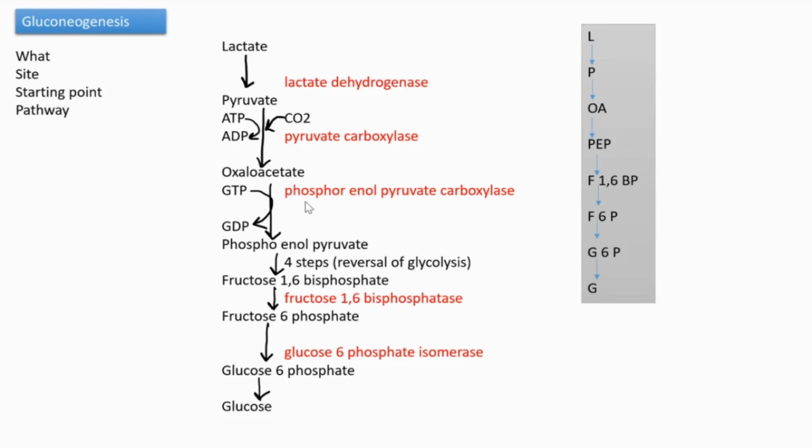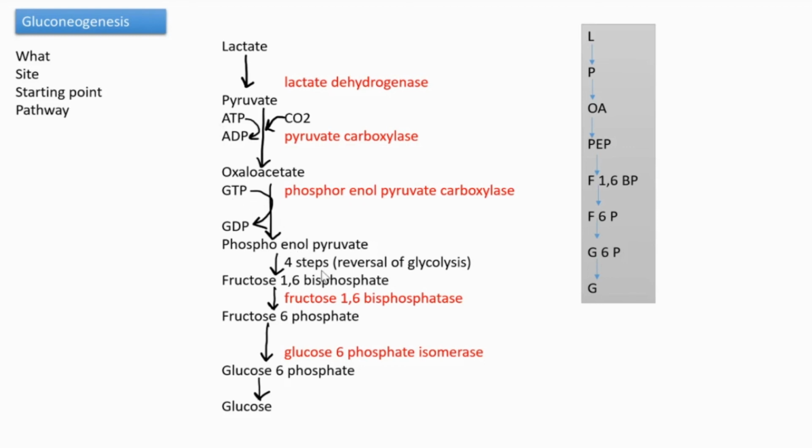Then the oxaloacetate we need to convert to phosphoenol pyruvate. That step is catalyzed by the enzyme, and we can start with the substrate's name: phosphoenol pyruvate carboxylase, another reaction. Here also energy is required. In all the carboxylase reactions we need energy. The energy is provided by GTP. One ATP is used and one GTP again is used.